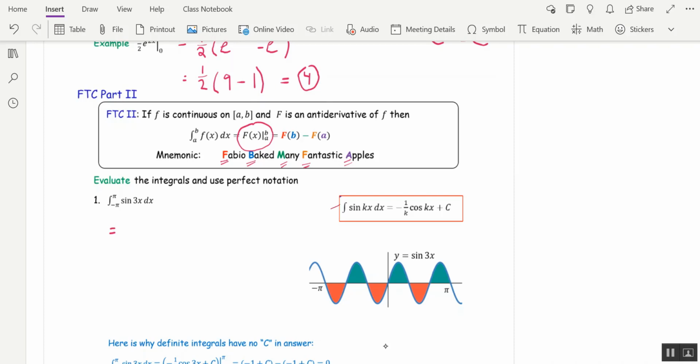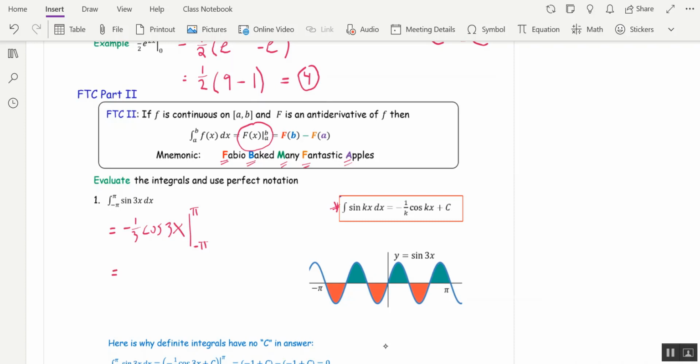Or you can use your integral Bible. This is a formula right from our integral Bible that I have also included in these lecture notes. So this is negative 1/3 cos 3x. You're not going to put on a plus c. You're going to put a straight bar, negative pi to pi. So you've already integrated, so you drop the integral sign and you write this.